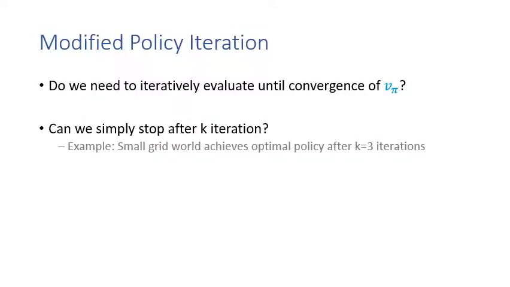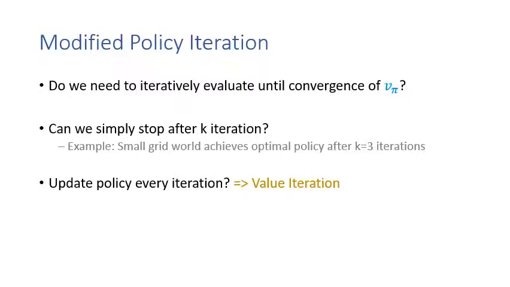Now we know that we can use policy iteration to find the optimal policy, right? This approach is to first iteratively evaluate the value function until convergence, and then use the value function to find the optimal policy. But there's one question. Do we need to iteratively evaluate until the convergence of value function v pi? Can we simply stop after k iterations? Remember in the small grid world example, it achieves the optimal policy after just 3 iterations. So we don't need to run the iteration to infinity, right? We don't need to wait for the convergence of the value function. We can maybe stop earlier and the policy is already optimal.